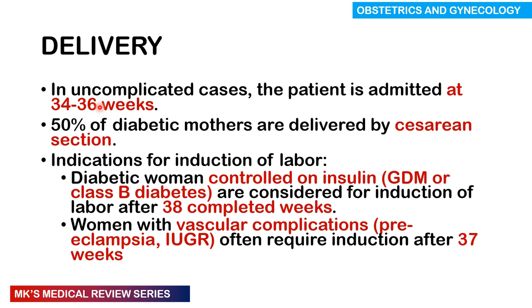Indications for induction of labor include a diabetic mother with well-controlled blood glucose, and of course on insulin for gestational diabetes mellitus or class B diabetes, and these are considered for induction of labor at around 38 weeks of gestation. If they have any vascular complications like pre-eclampsia or intrauterine growth restriction, then we induct them after 37 weeks.